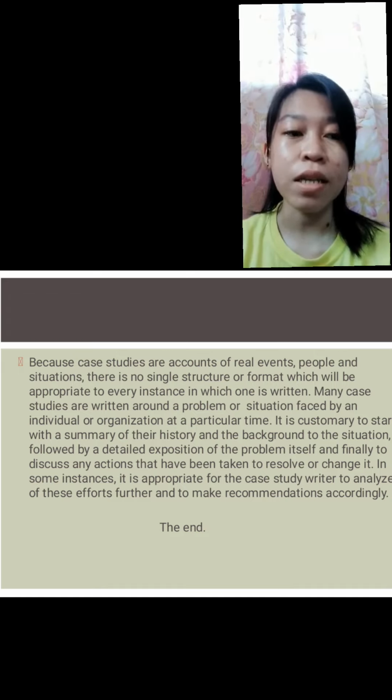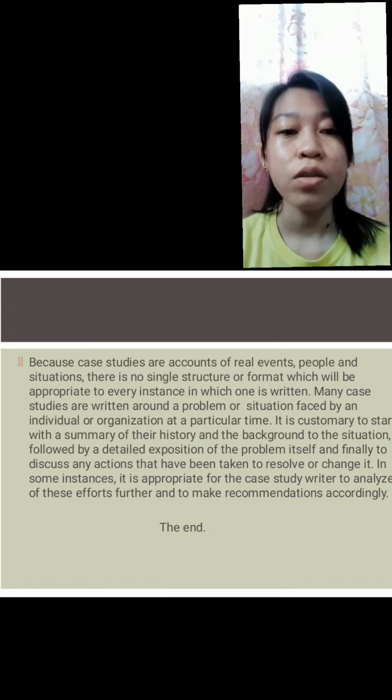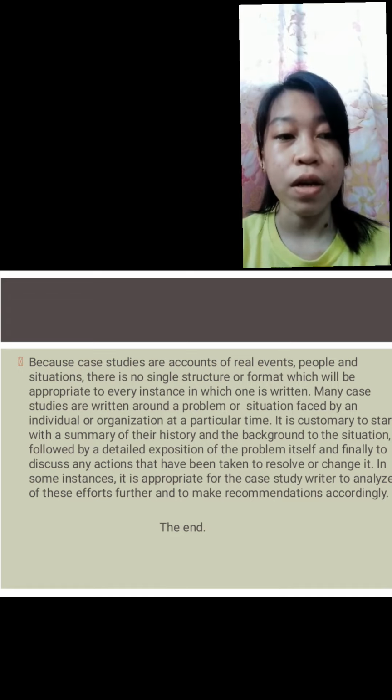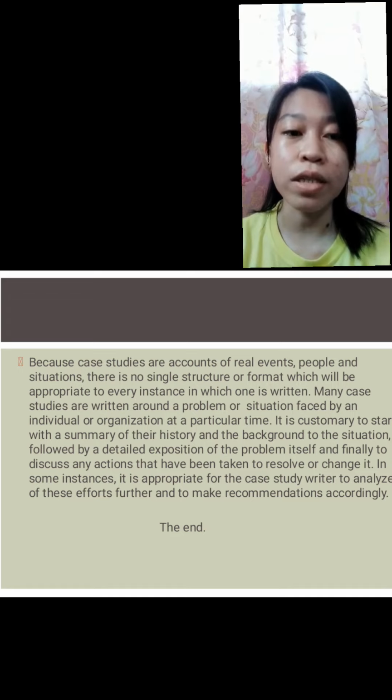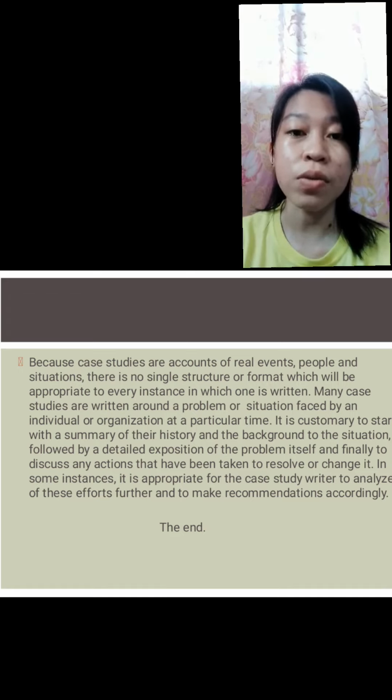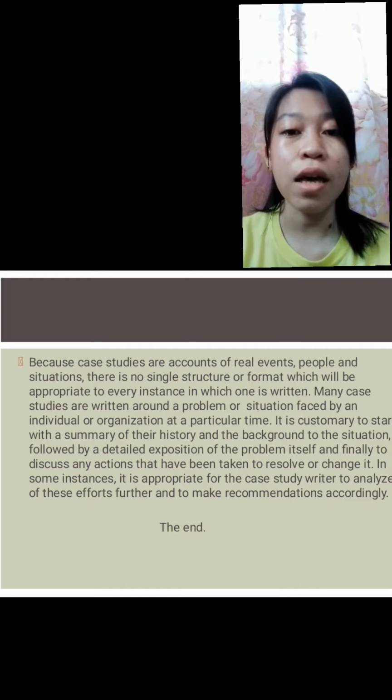In some instances, it is appropriate for the case study writer to analyze these efforts further and to make recommendations accordingly. The case study writer needs to focus on several key issues, why they exist, and how they impact the research, and then think of the possible unique solutions for it.